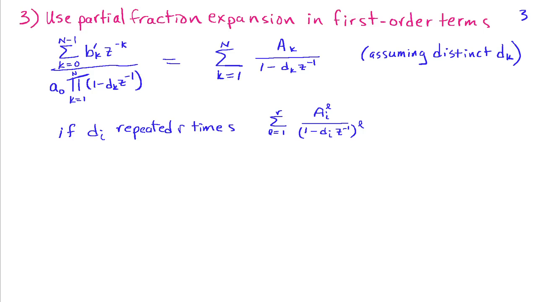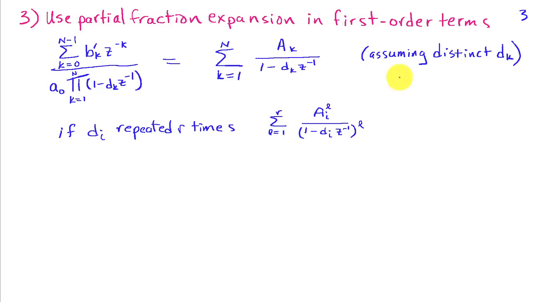Then in the third step, once we have this denominator expressed in terms of the product of poles, we're going to write it as a sum of first order terms. The case I've written up here, where we write it as a sum from k equals 1 to N of some coefficient A_k divided by 1 minus d_k z inverse, assumes that the d_k are distinct. In other words, none of the poles are repeated.